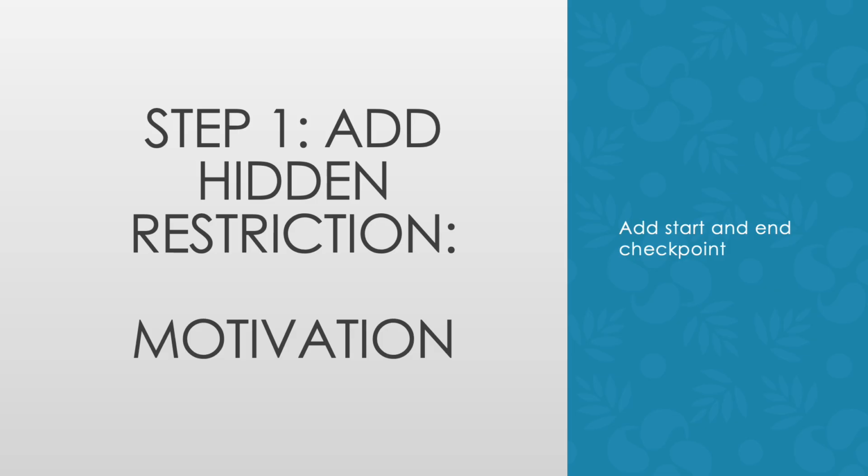Okay, now to approach this problem, we have divided the problem into 4 steps. The first step says that there are some hidden restrictions in the question, so we have to adhere to that. Okay, what's the hidden restriction? Let's see.